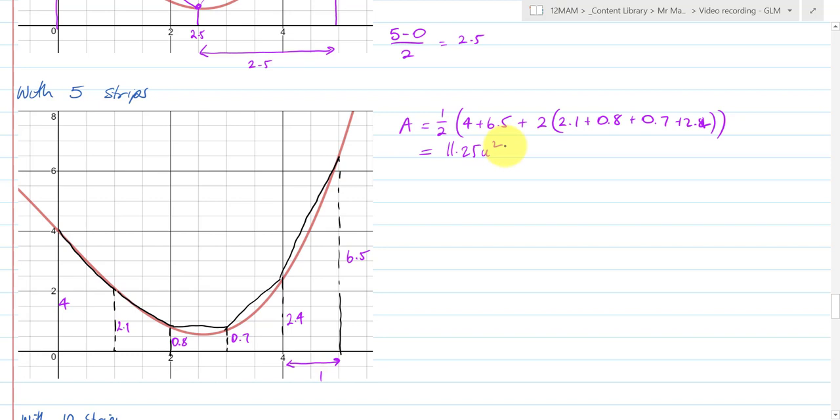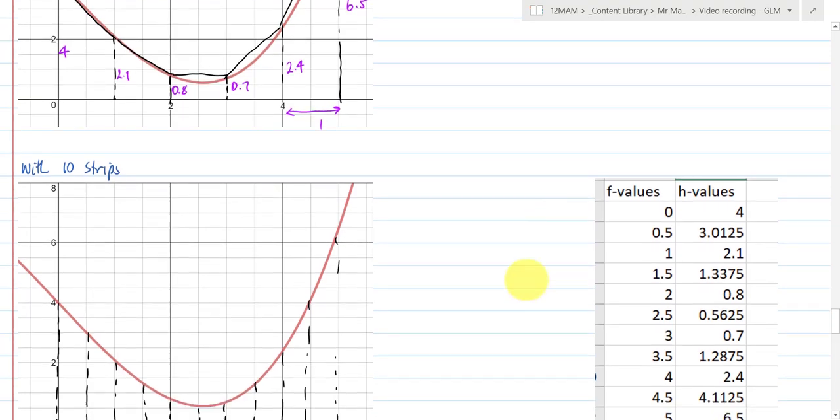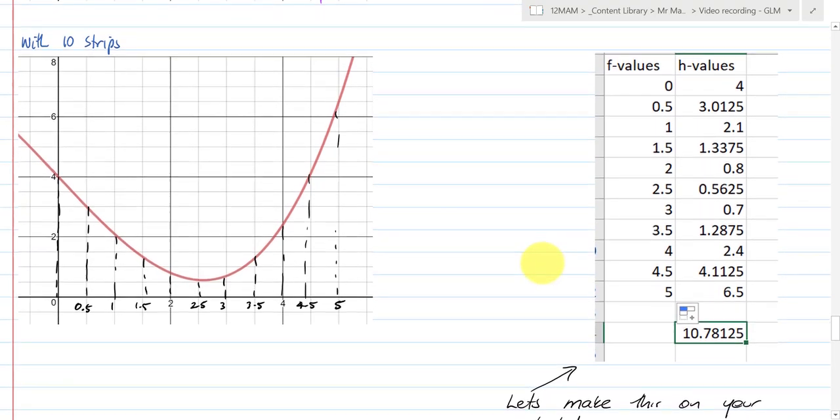And hey, we've gone from 2 strips to 5 strips. Not a great deal more working. The numbers are actually a bit easier. And look at our accuracy. It's improved dramatically. Okay, let's do one more, this time with 10 strips. But I'm not going to go through all the calculations.